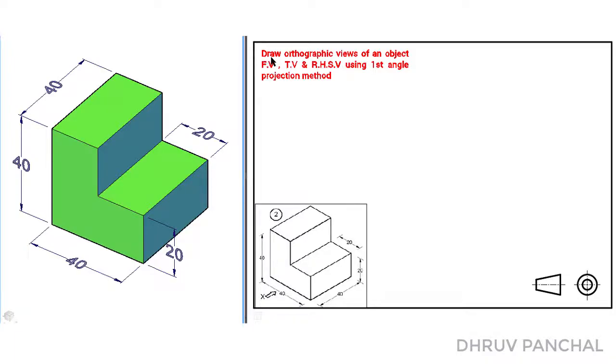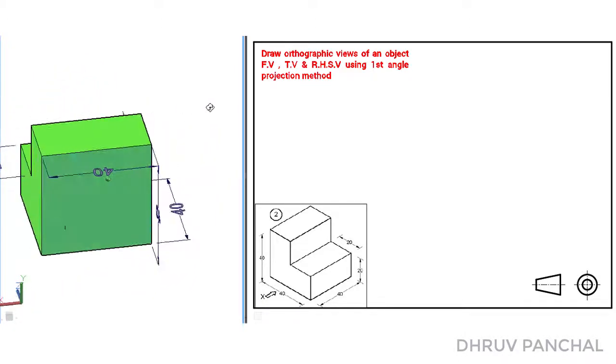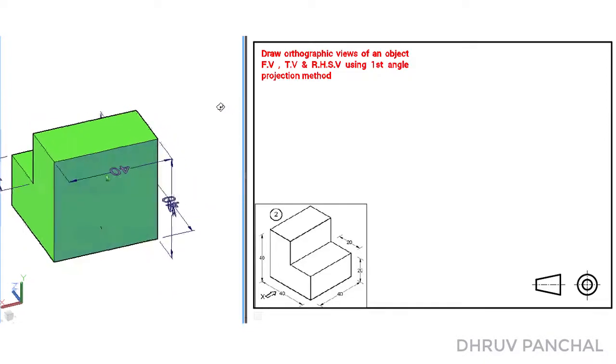So here is our data for the problem. Draw orthographic views of an object, front view, top view and right hand side view using first angle projection method. To solve this problem, let us see the different views of this 3D object.